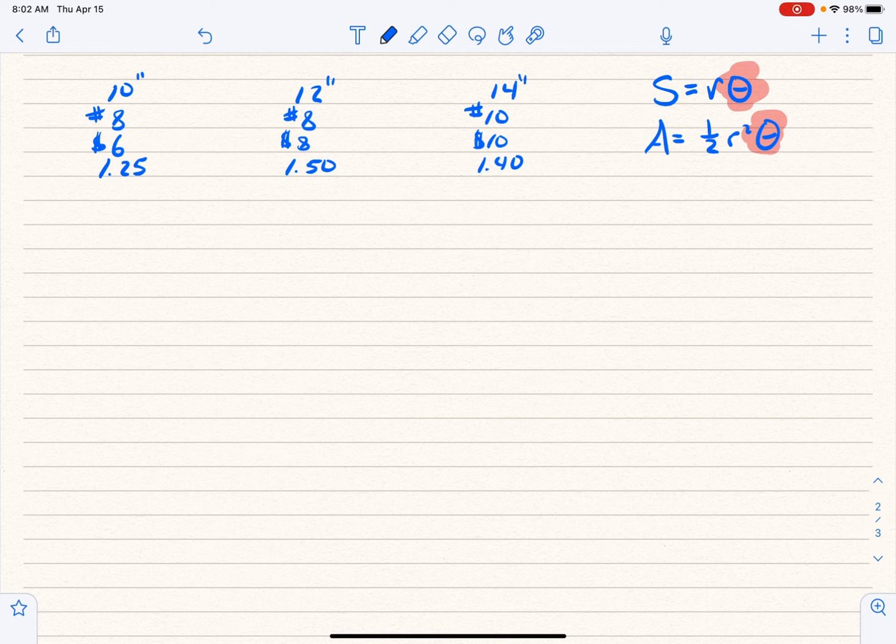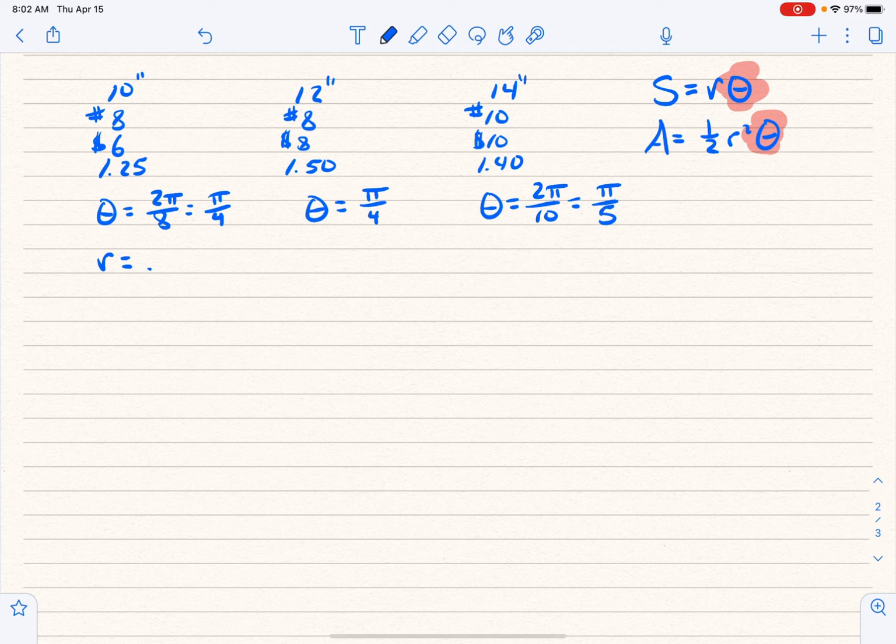If there's 8 pieces, then theta has got to be 2 pi over 8, which is the same thing as pi over 4. Same thing with this one, because again, it has 8 pieces, so theta is going to be pi over 4. And this last one has 10 pieces, so theta is going to be 2 pi over 10, which is pi over 5. All right, so those are my thetas. My radius for this one is 5, for this one is 6, and for this one is 7. Now I have all the information.